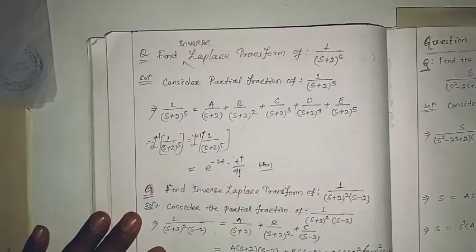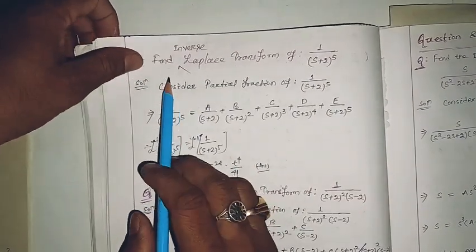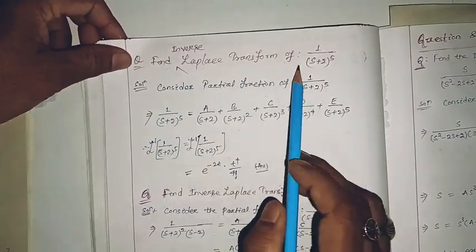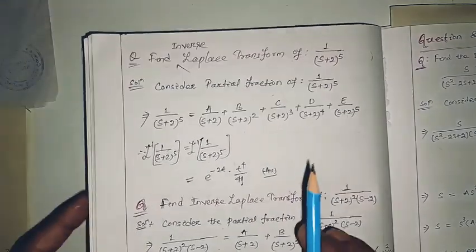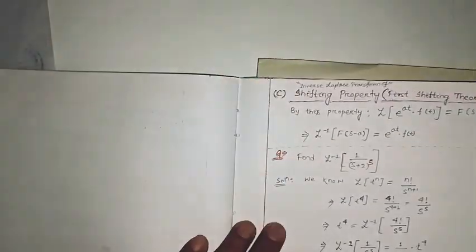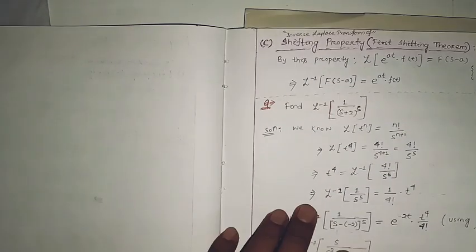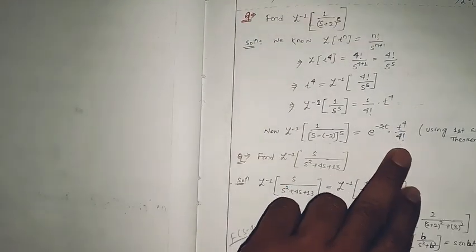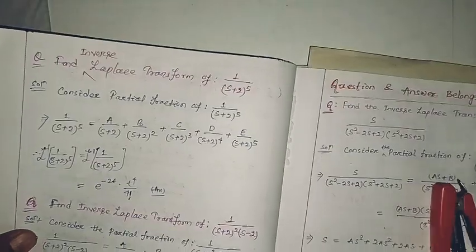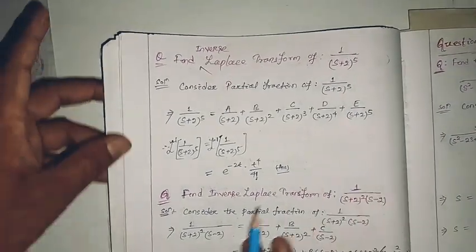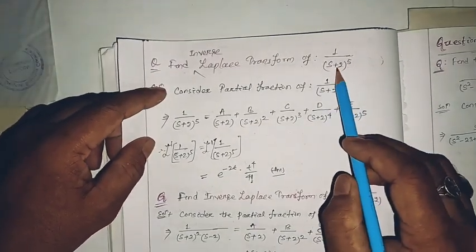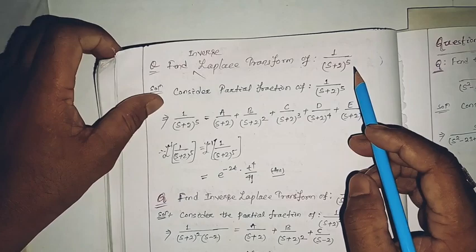Type 2. Second question: find the inverse Laplace transform of 1 by (s plus 2) to the power 5. This question we have already solved here by considering the first shifting property or theorem. As we found a repeated linear factor, that means we can consider the partial fraction.